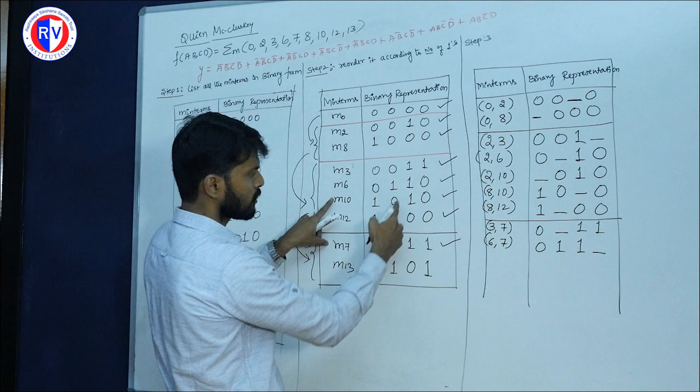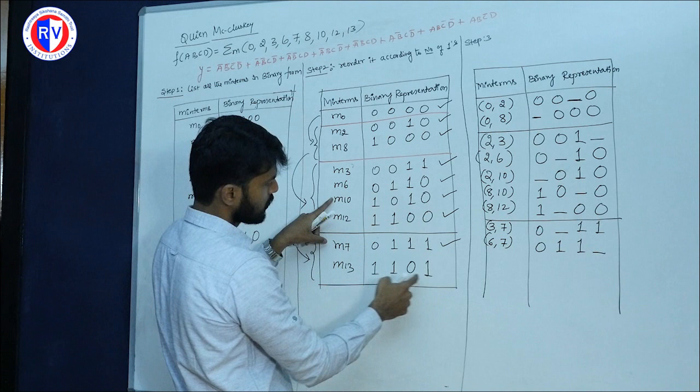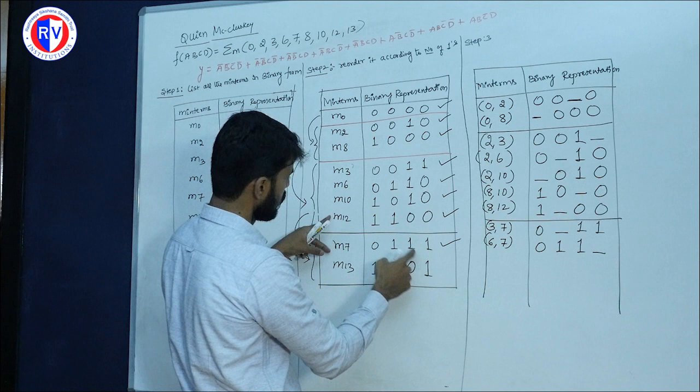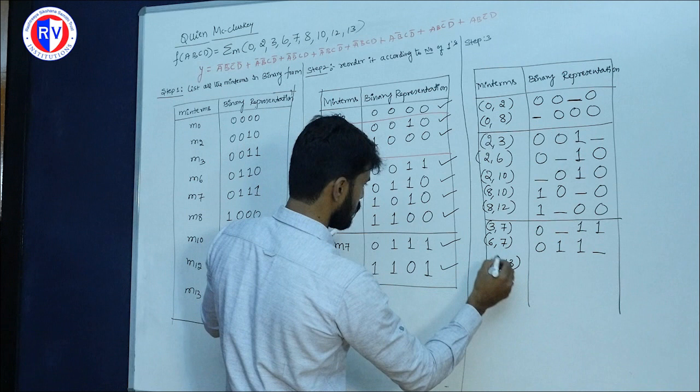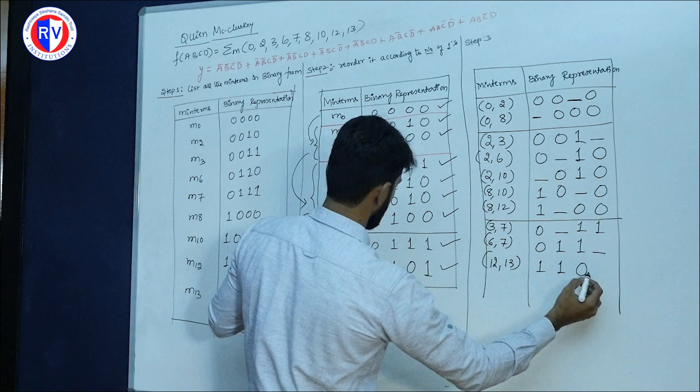10 and 13: one same, 1 bit change, 2 bit change, not possible. Next, 12 and 7: 1 bit change, 2 bit change is there, not possible. 12 and 13: same, same, same, 1 bit change, so it is possible. We need to put a tick mark, then 12 comma 13 becomes 1 1 0 with a dash mark.